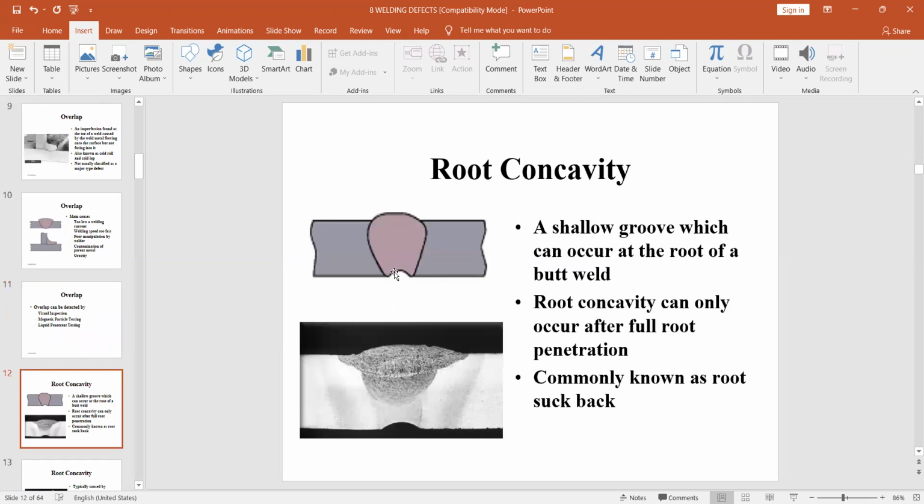Then root concavity. See here what happens. The weld metal is not filled up to here. You get this curvature because after melting, during solidification, this area goes inside because of shrinkage. That's why this goes inside. So this is root concavity. It is similar to root penetration, and the location is the same. Root concavity can only occur after full root penetration, meaning you will get this during a full penetration weld. Another name is suck back.